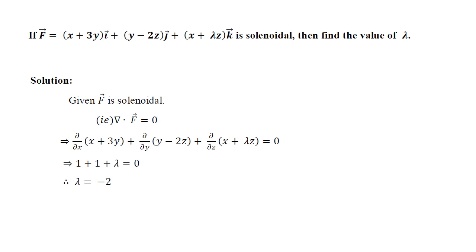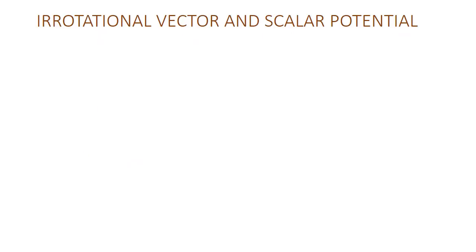So by putting the dot product of del and f vector as 0, we will be getting an equation as dou by dou x of (x plus 3y) plus dou by dou y of (y minus 2z) plus dou by dou z of (x plus lambda z) equal to 0. Now by differentiating the first term with respect to x and the second term with respect to y and the third term with respect to z, we will be getting the value as 1 plus 1 plus lambda equal to 0. Therefore, lambda is equal to minus 2.